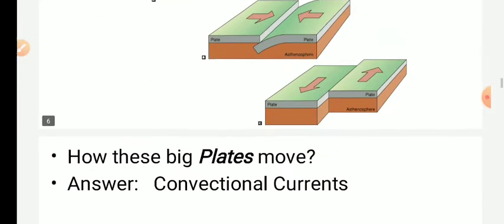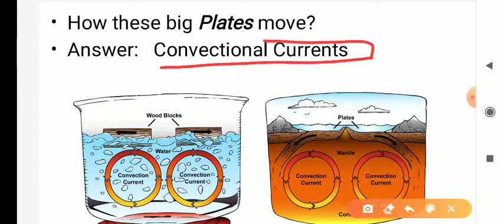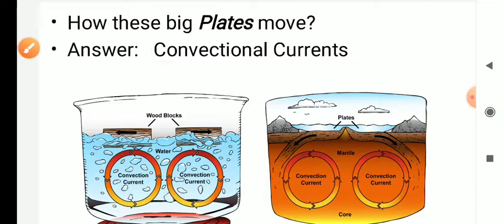Now, how do these big plates move? The answer is convectional currents. What are convectional currents? Convectional currents are currents in which particles move with the heat. If they get heat energy, particles transfer the energy through their movement. That is called convectional currents. See, I will give you an example.